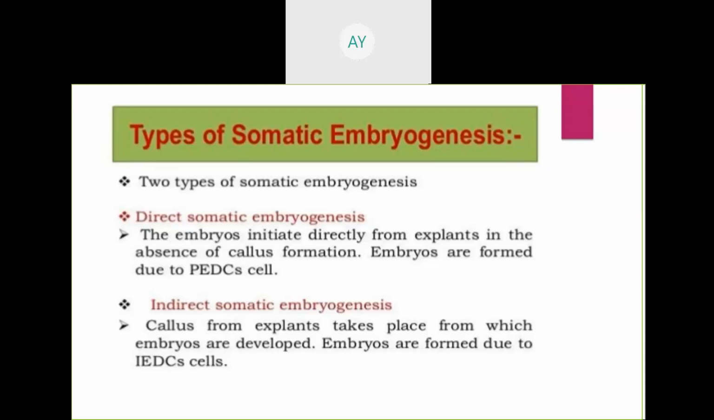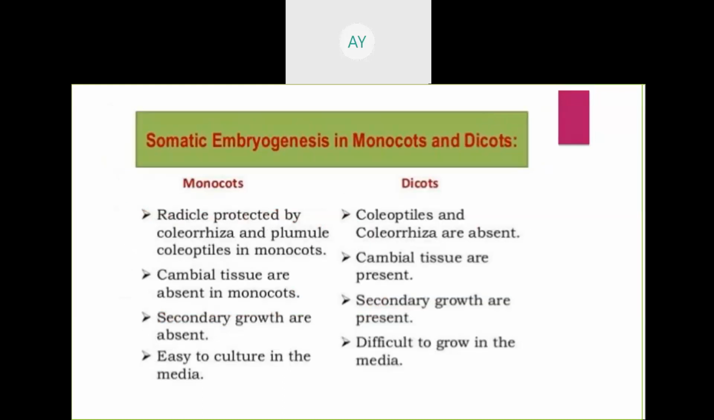Try to differentiate the direct method of somatic embryogenesis from the indirect method of somatic embryogenesis. Somatic embryogenesis in monocot and dicot has some demarcation. We will find such characteristic features: the radicle is protected by the coleorhiza and the plumule by the coleoptile. The radicle is the root system and the plumule is the stem system, protected by the coleorhiza and coleoptile. Try to know the botanical terms.